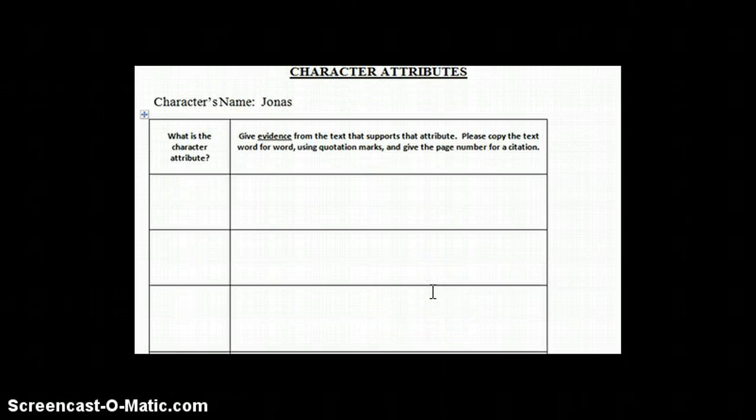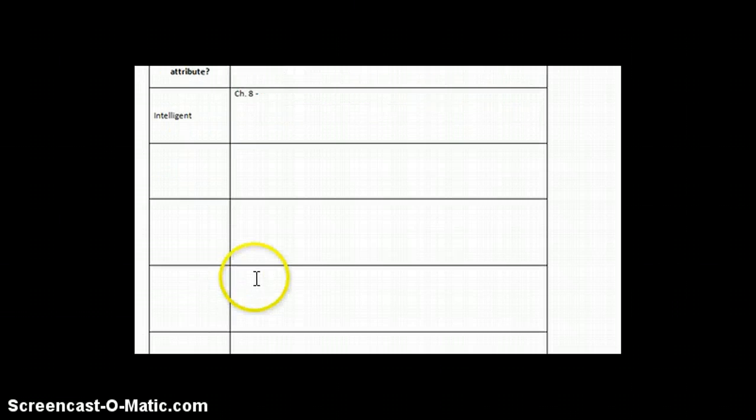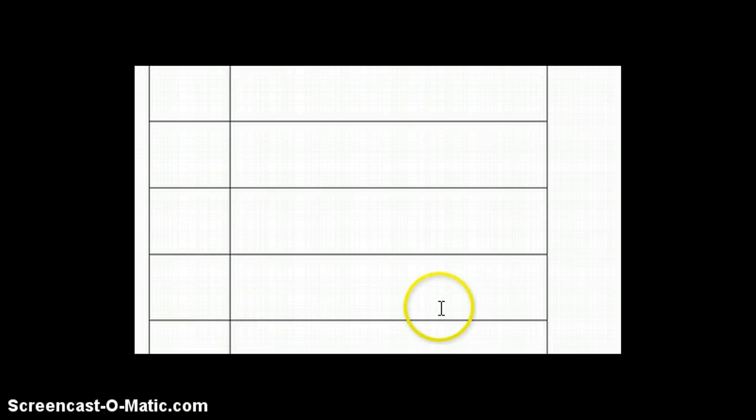Moving on, pages 6 and 7 are our character attributes for Jonas, and then on the next page for the Giver. Right here you should write the attribute down. For Jonas, a word we could use is intelligent. We know that because during chapter 8, and you can look at the page that this was on, the Chief Elder said exactly that he was intelligent. So you would copy that sentence word for word. And where it says Jonas is near the top of his class, copy the text word for word and give me the page number. You should have 7 character attributes for Jonas.